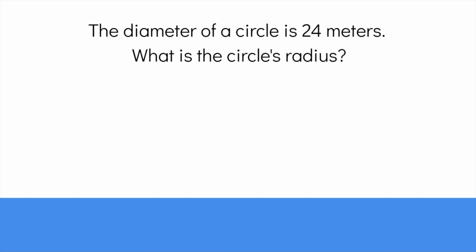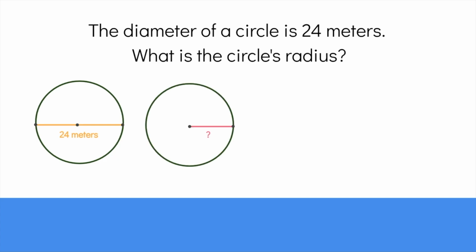Here's another question. The diameter of a circle is 24 meters. What is the circle's radius? Let's draw a circle to help us. We know that this circle has a diameter of 24 meters. Remember, the diameter of a circle is always twice the length of the radius, which means that the radius is half the length of the diameter. To find half of 24, we'll divide 24 by 2. 24 divided by 2 equals 12. So the radius of this circle is 12 meters.